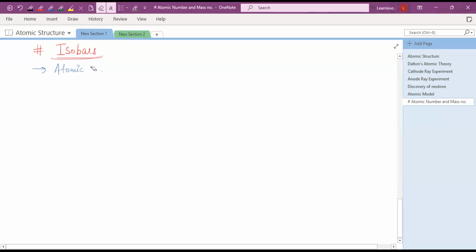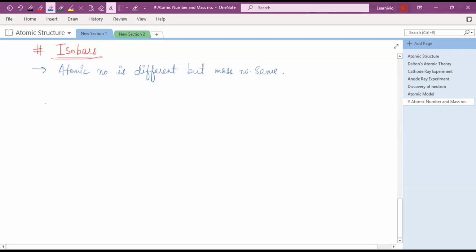You have just stated the definition of isotopes. Isobar means atomic number is different, but atomic mass is same. But mass number is same. Clear? So this is the isobar.